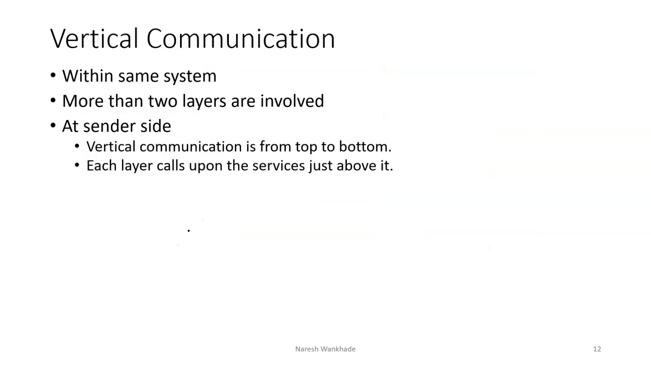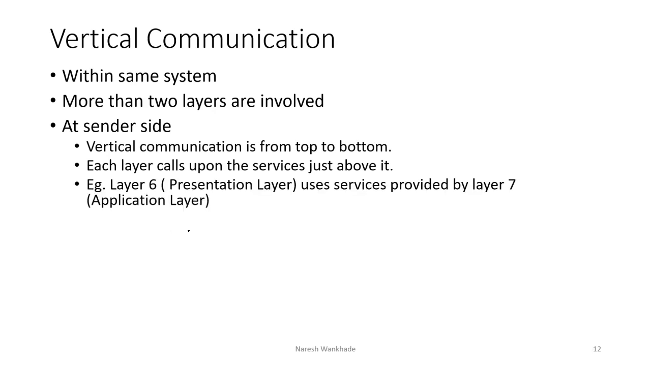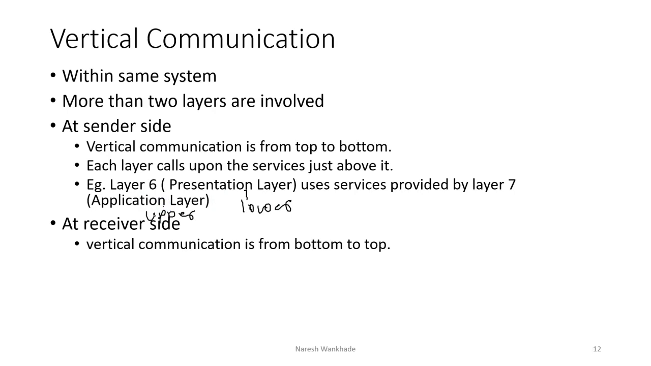Here in diagram we have seen each layer calls upon the services just above it. For example, we have already taken that layer number 6, that is presentation layer, uses the services provided by layer number 7, that is application layer. Here in this case, presentation layer is lower layer and application layer is upper layer. At receiver side, vertical communication is there from bottom to top, that is each layer calls upon the services just below it.